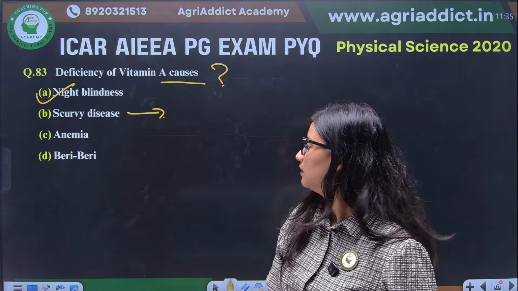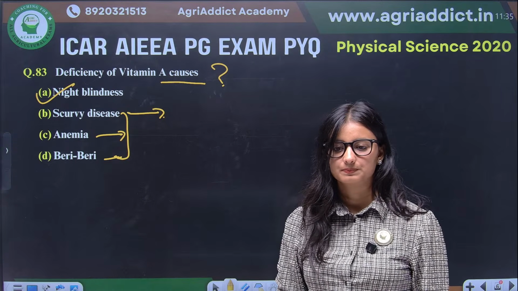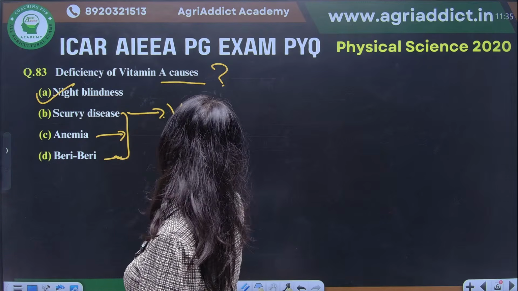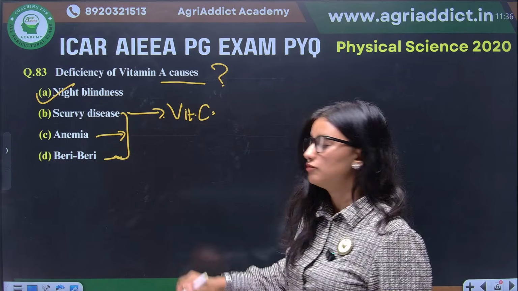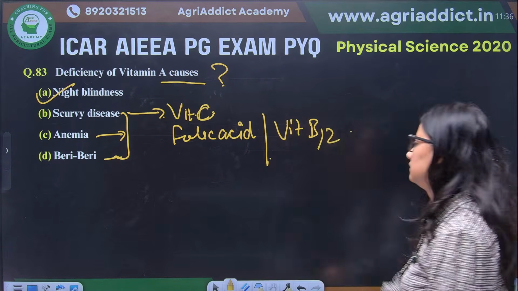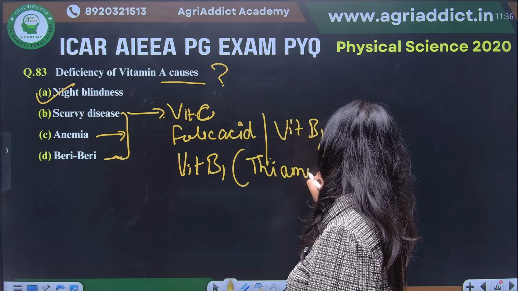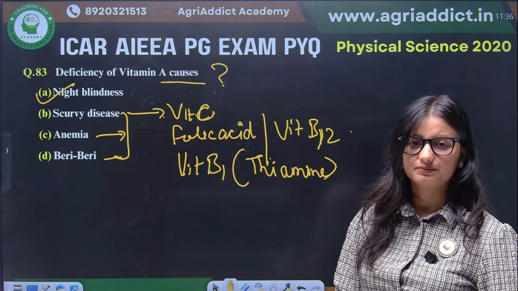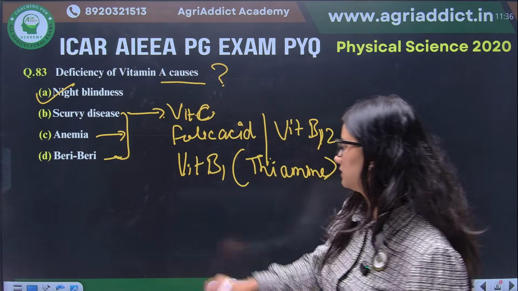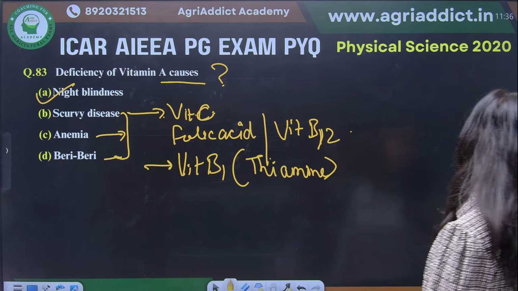Scurvy. Quickly tell me in the comment box. Cause of deficiency. Vitamin C. Very good. And what about anemia? Folic acid, also vitamin B12. And what about beriberi? This is vitamin B1, that is thiamine. Is it clear? Yes, this is beriberi, vitamin B1. Clear? Okay. So let's move to the next one.